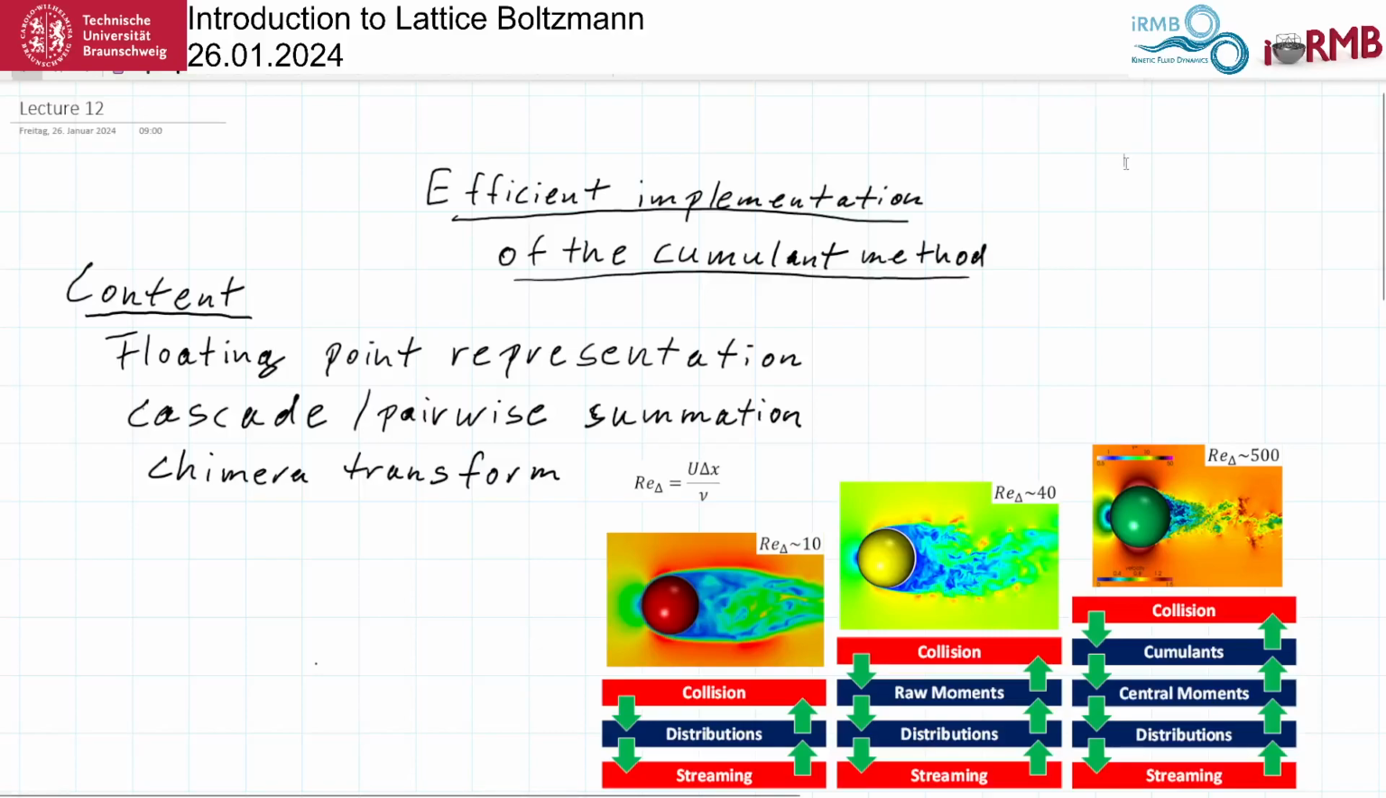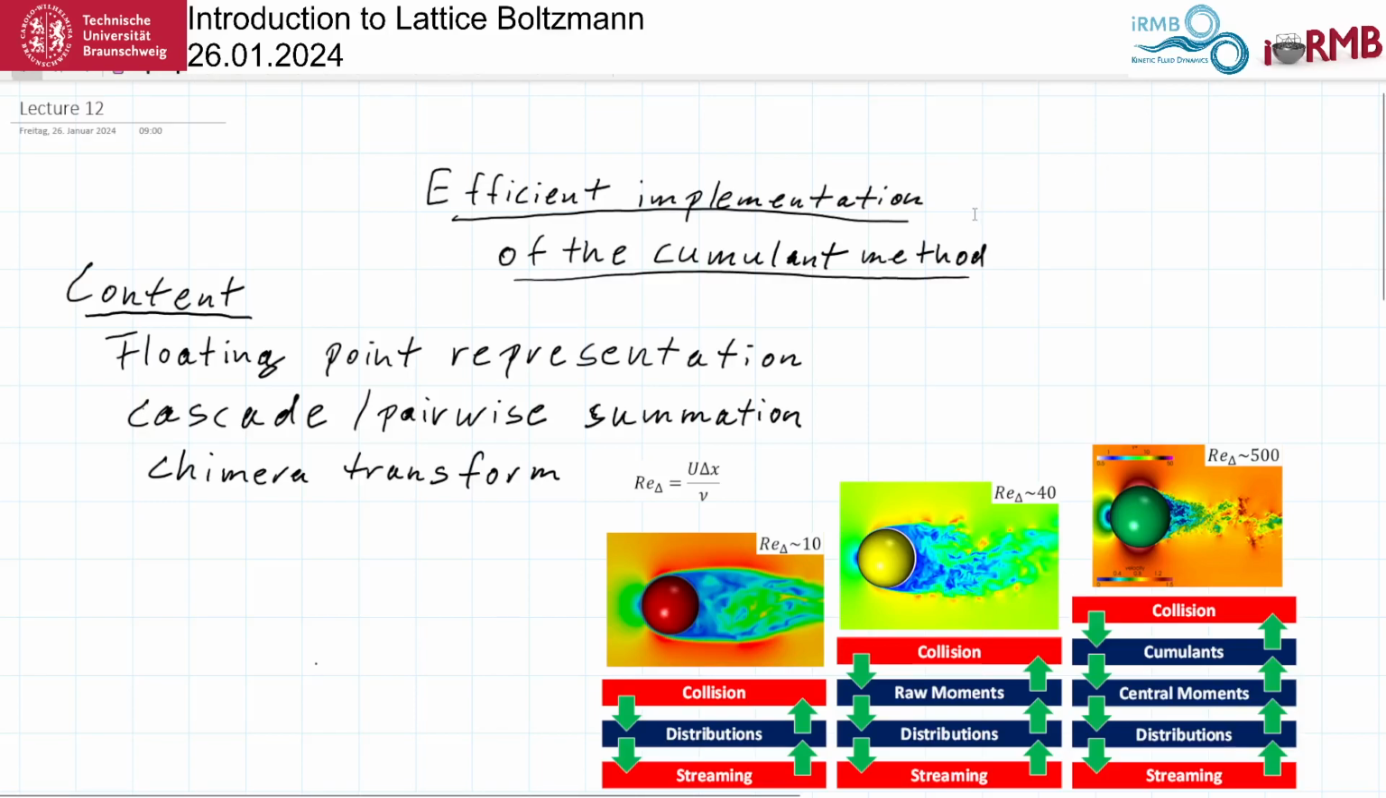Then welcome to the 12th lecture in Introduction to Lattice Boltzmann methods. We are coming closer to the end of this term, of the semester. And today we have kind of an advanced topic. Okay, we only have advanced topics in this lecture, but today we are talking about the efficient implementation, in particular of the cumulant method, and the content here is that we are talking about floating point representations, pairwise summation, and what we call the Chimera transform.